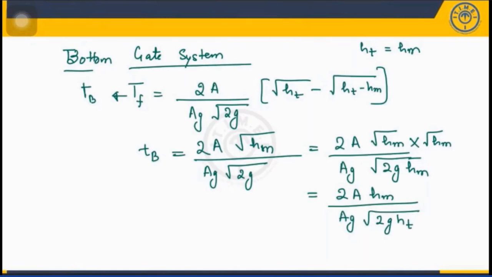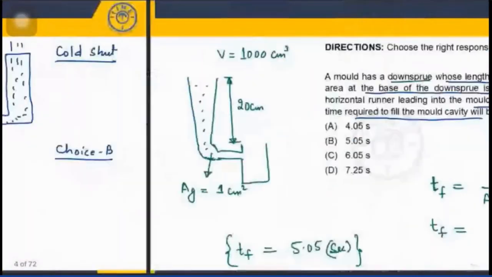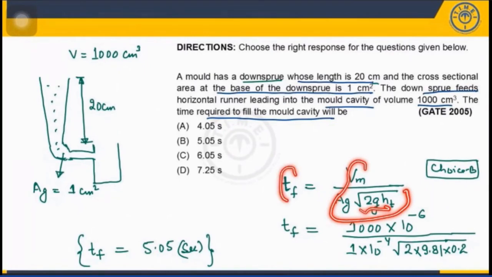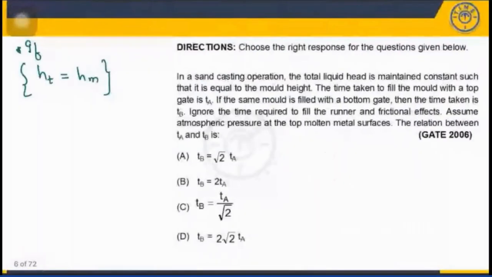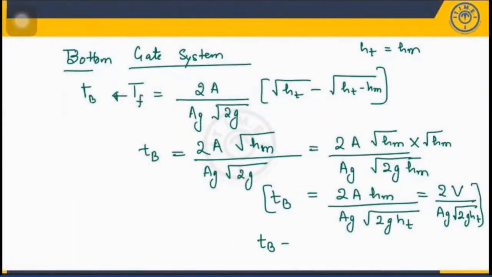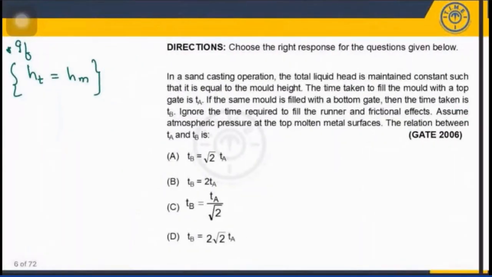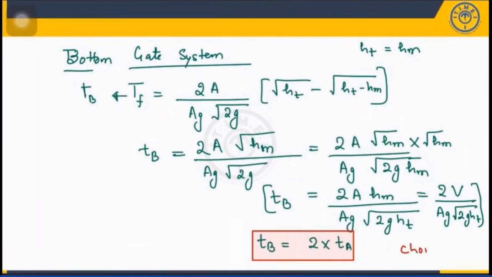So HM equal to HT means, now you can see here, A is the area of the mold cavity and HM is the height of the mold cavity. So what is the total? This is the volume of the mold cavity. Yes or no? So A·HM over Ag root 2g HT is the total time required to fill the mold cavity by the bottom gate system. And now you know that V by Ag root 2g HT, just now I have discussed one problem, you can see here also, V by Ag root 2g HT is nothing but the time required to fill the mold cavity by the top gate system. So that means TB can be written as 2 times TA. So which option will be correct? B is the correct answer for this question.